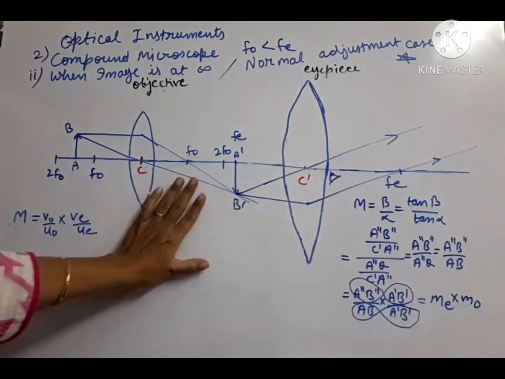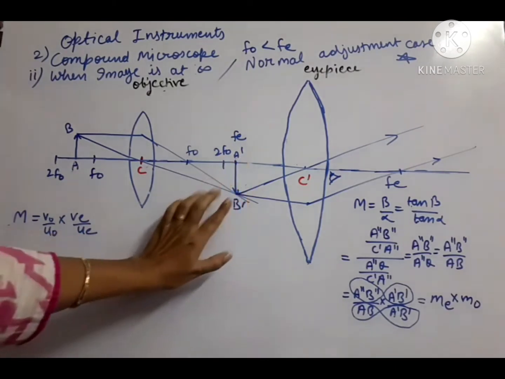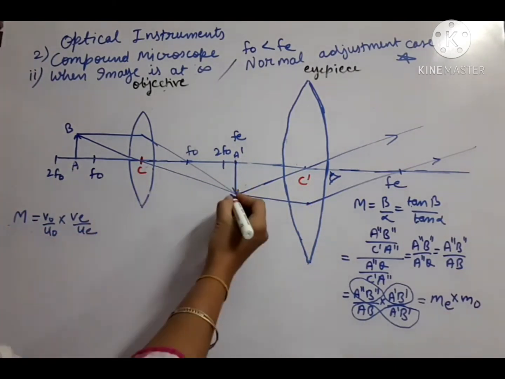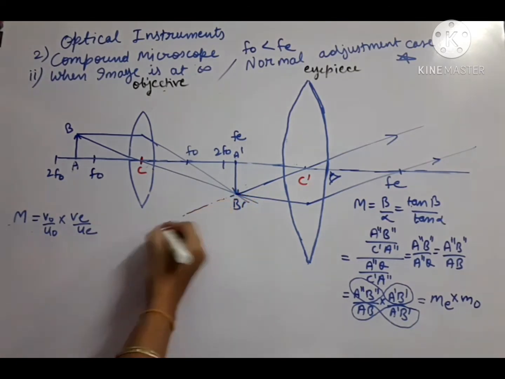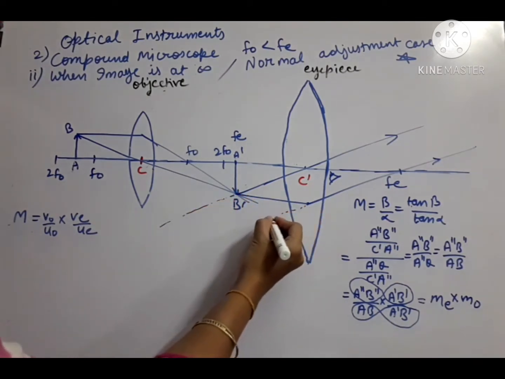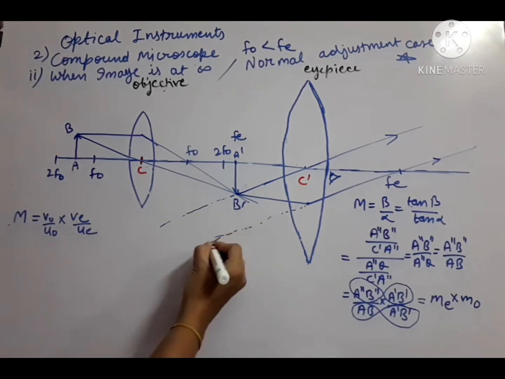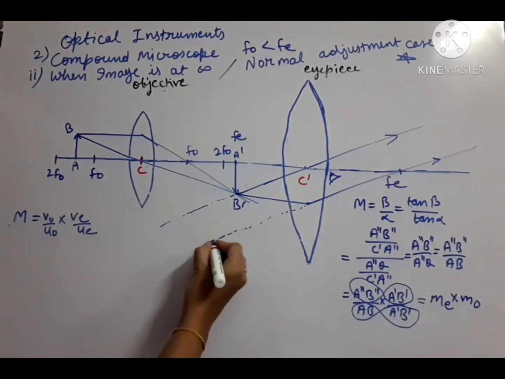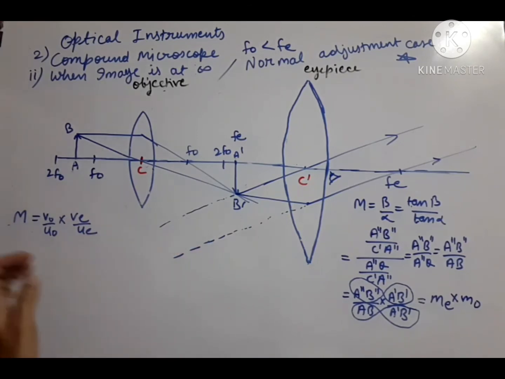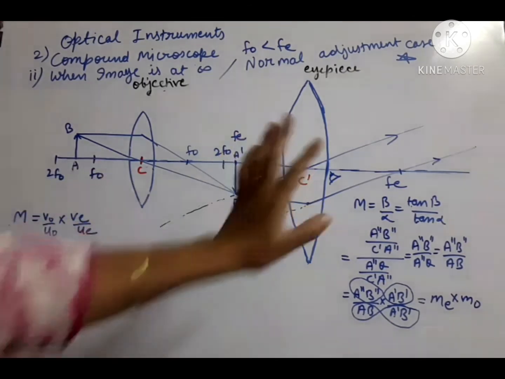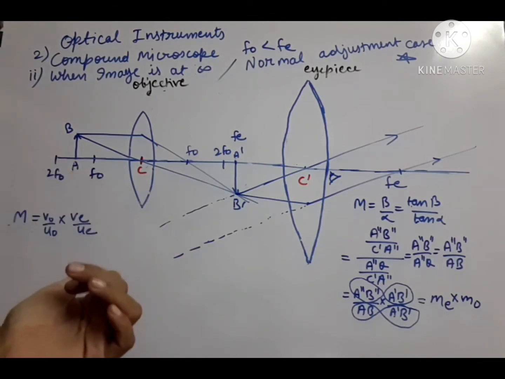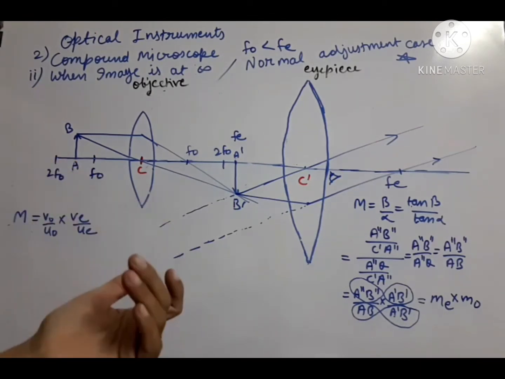Okay, but our screen is kept here. So we have to again extend the two rays behind. We will be extending the two rays behind like this. They will be parallel here also. Now we know that these two rays are not meeting. So that means the final sharp image is formed at infinity only.